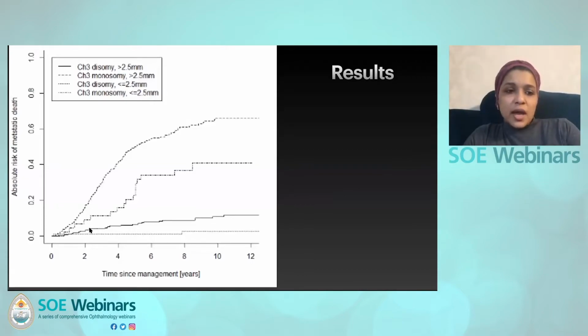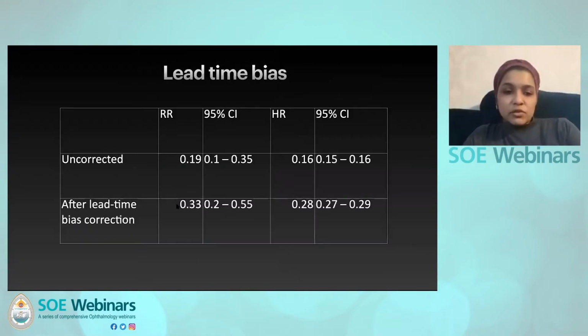And if you look at their absolute risk of metastatic death from metastatic melanoma, these are the small monosomy 3 tumours, these are the large monosomy 3 tumours. You can see there's a significant difference in the mortality rate when you treat these small tumours than if you treat the large tumours. And even if you correct for lead time bias statistically, that relative risk is a lot lower in the small monosomy 3 tumour group.